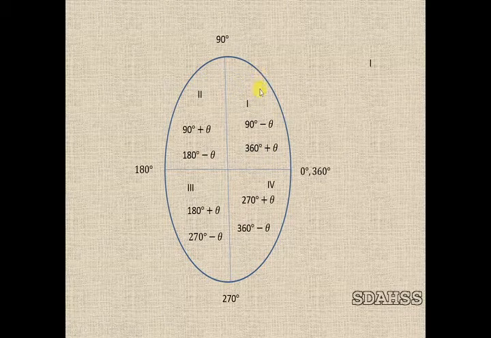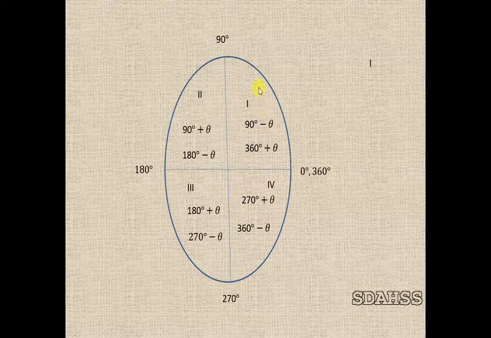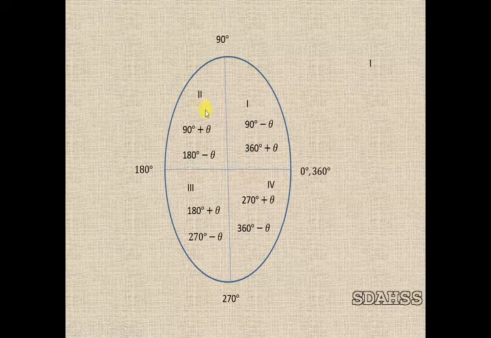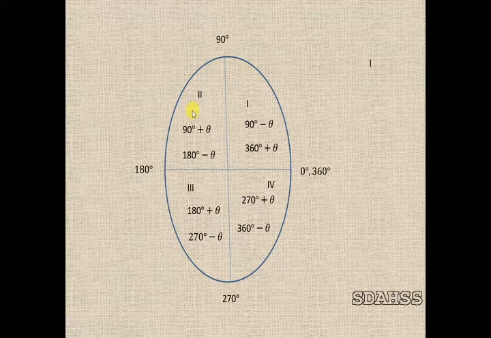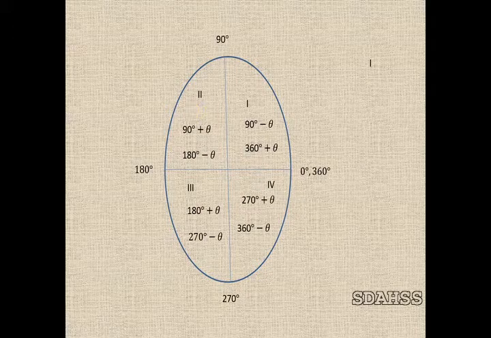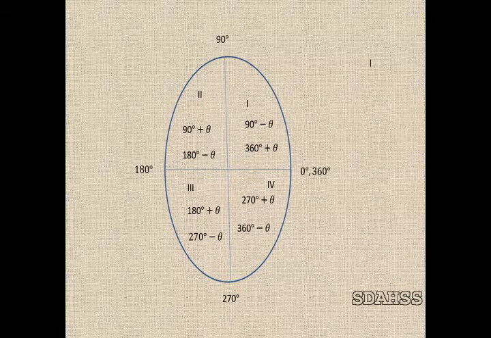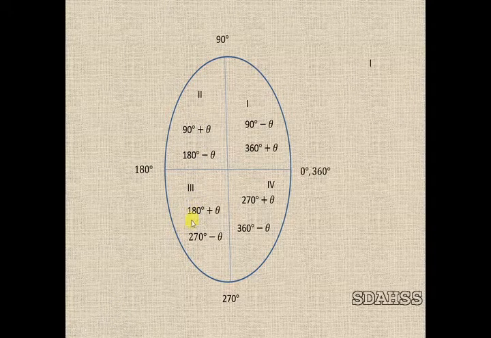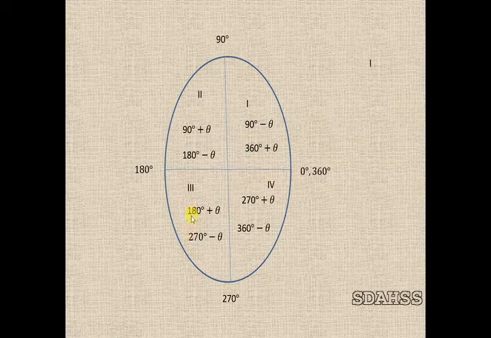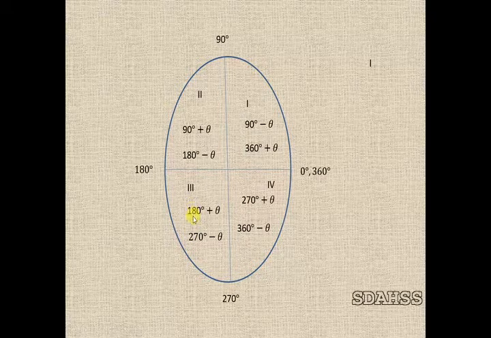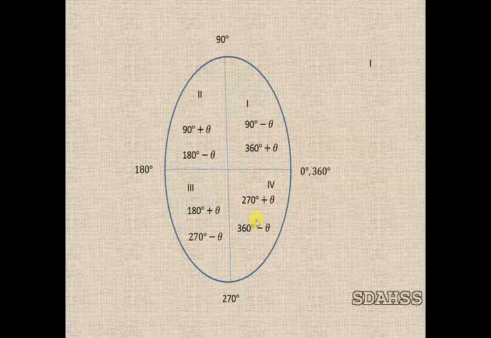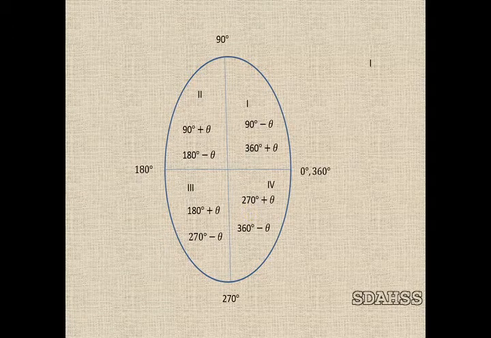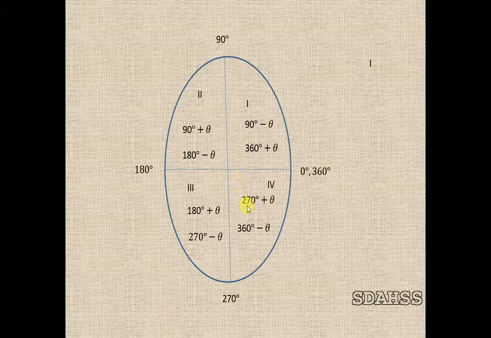In the first quadrant, all the trigonometric ratios are positive. And in the second quadrant, sin theta and cosecant theta are positive. Other trigonometric ratios are negative. And in the third quadrant, tan and cot theta are positive. Other four trigonometric ratios are negative. And in the fourth quadrant, cos and secant theta are positive. But the other trigonometric ratios are negative.